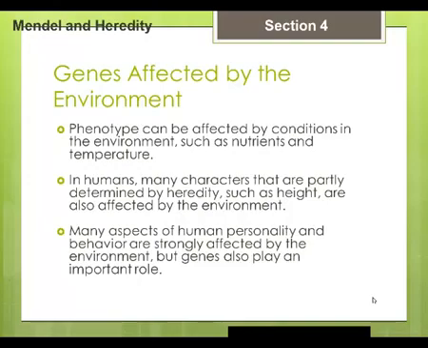In humans, there are many characters that are partially determined by heredity, such as height, and those things can also be affected by the environment. For example, if you have malnutrition, you don't get the correct nutrition in your daily diet, the possibility of you getting the height that your genes are coding for is severely diminished. Many aspects of human personality and behavior are also affected by the environment, but genes also play an important role in our personality and our behavior.